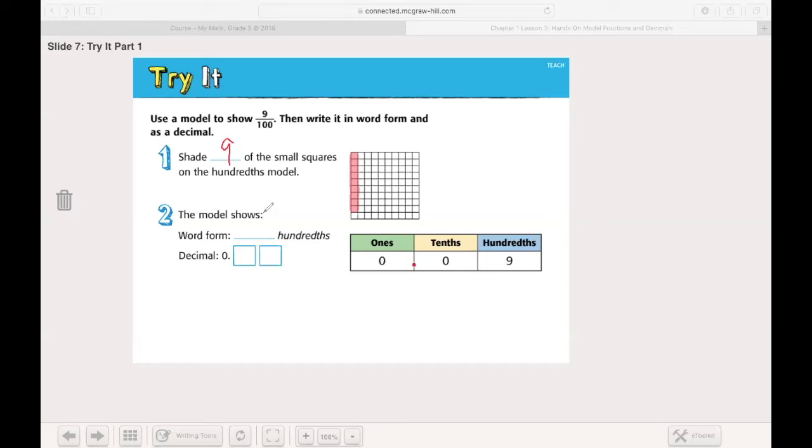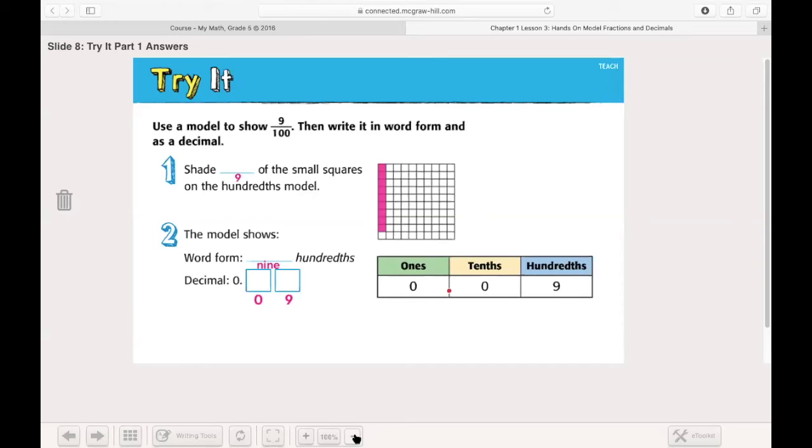The model shows in word form 9/100ths. In decimal form, it shows 0.09 because that second box is the hundredths place. If you look over here, this first box after the decimal is the tenths place. We do not have 9/10. We have 9/100ths, so it needs to go in the hundredths place. Use a model to show 9/100ths. Then write it in word form and as a decimal. That's what we've just done.